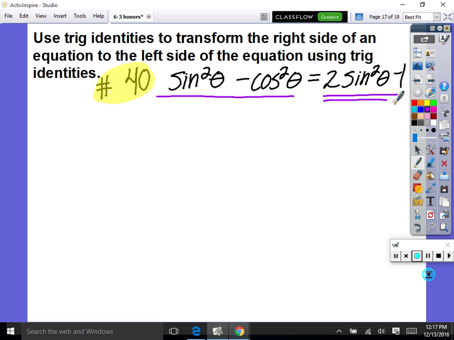I have a totally different problem written down for 40 in my paper. Is this, you looked in the book? Yeah. Here's the thing, Amelia, I see what you're saying, but what you're doing is you're using this side. In the instructions, I'm not sure that's okay. Because they said, use trig identities to transform the right side of an equation to the left side. Oh, so we're going this way. Right side over this way.